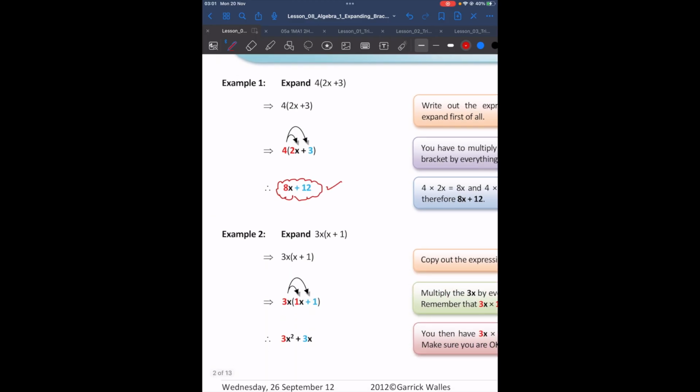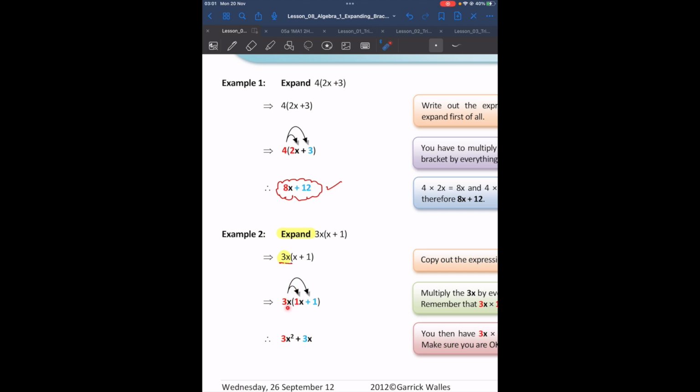The next example is a little bit more involved. This time, you'll notice that we have 3x outside the bracket. It's not a number, we have this term which has an x in it. The key word that you're looking for on exam papers, again, is this word expand, which basically means multiply out. So we have to multiply everything that is outside the bracket, in this case 3x, by everything which is inside the bracket. So 3x times 1x, so 3 times 1 is 3.